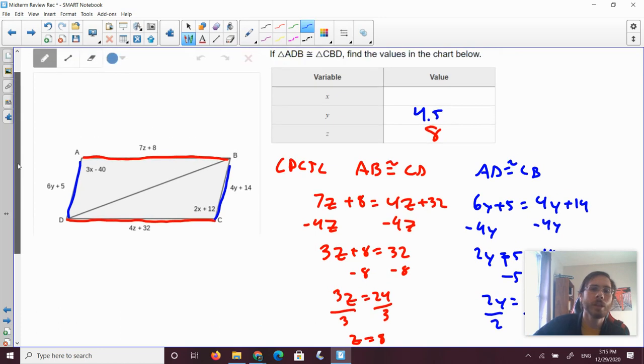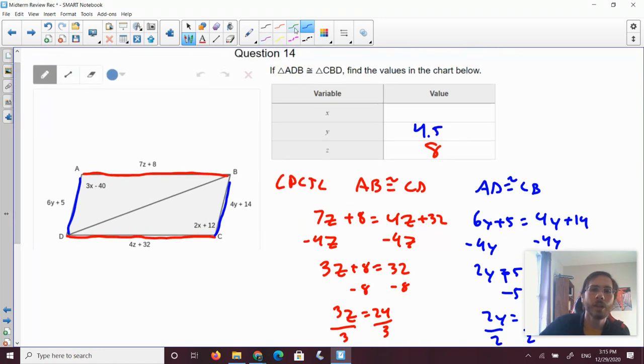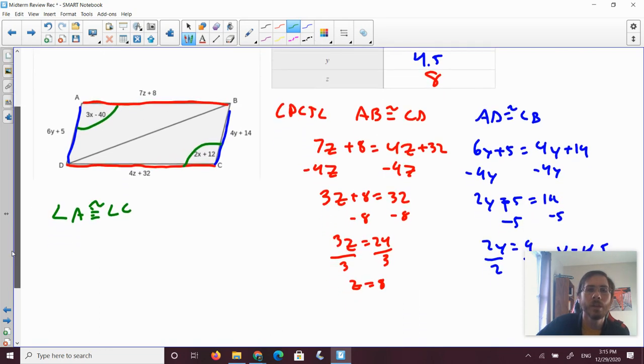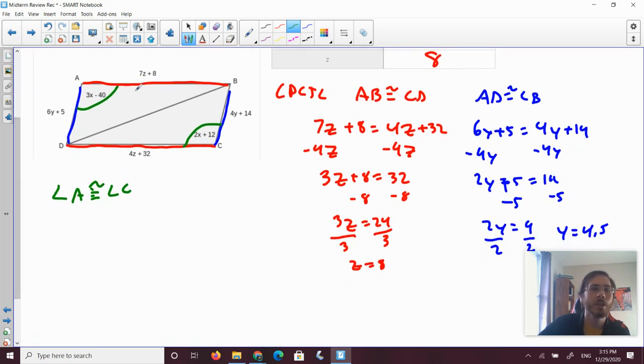All right, well, the last one we want to get is x. It looks like x is kind of in between here. It looks like it's going to be these two angles. So hopefully those two are the same. So it looks like we've got angle A. Well, A is first. Angle C, C is first. So again, by CPCTC, angle A is congruent to angle C. So we know that those two angles have to have the same value. So that means, again, we can go ahead and solve.